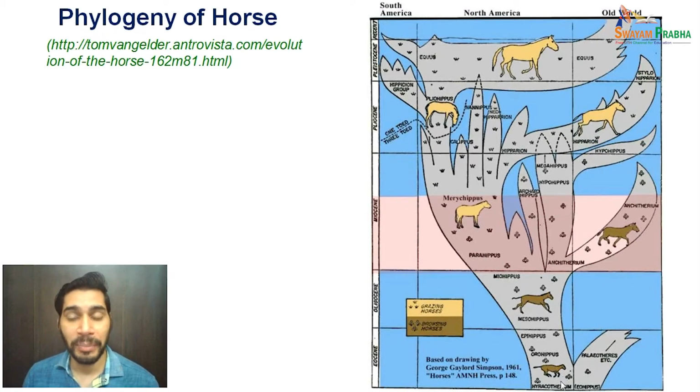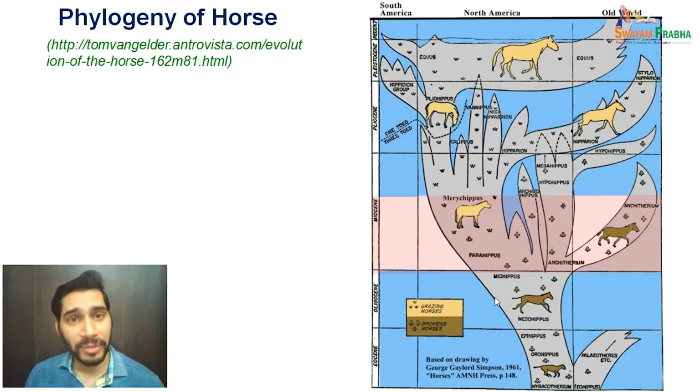You can appreciate that it is not a straight line, that from here to here different forms have arisen. If this is the ancient form, it has gone this way, this way, this way, this way. So it's a sort of bushy network or branching pattern that you can observe here. Also, you can see there are two forms. One is called grazing and the other is called browsing forms. These dark ones are the browsing ones and the recent ones are the grazing ones.